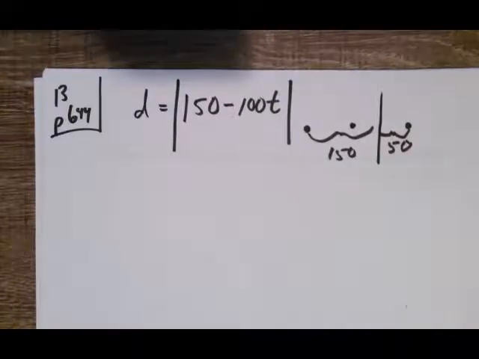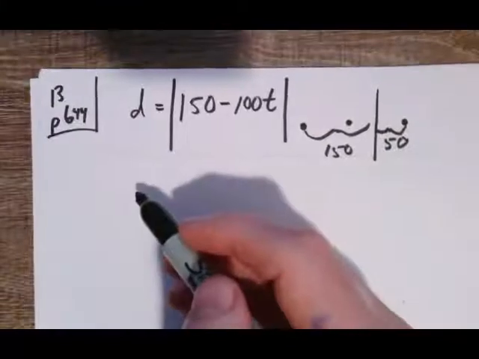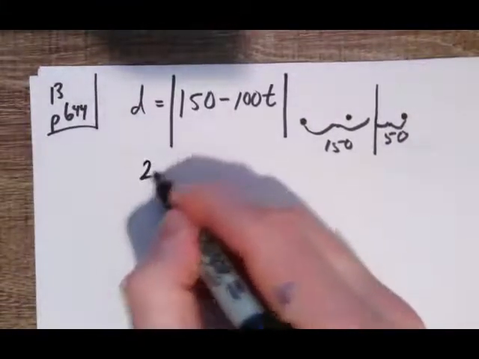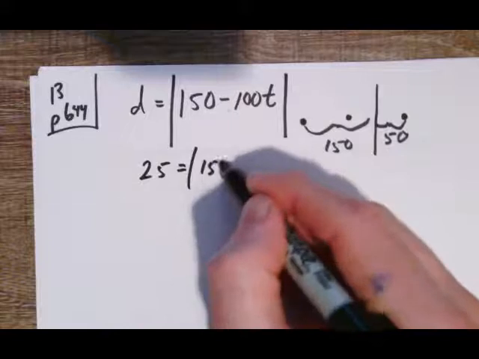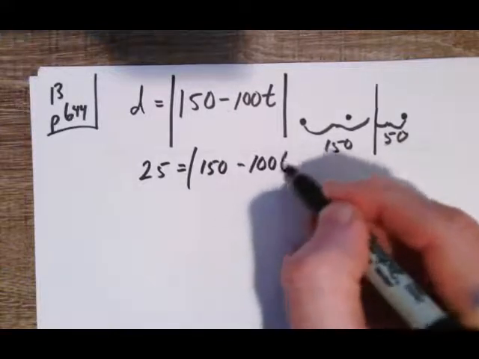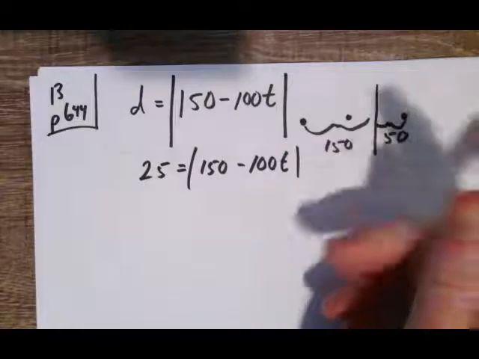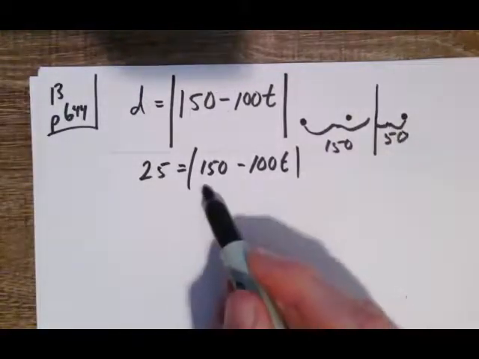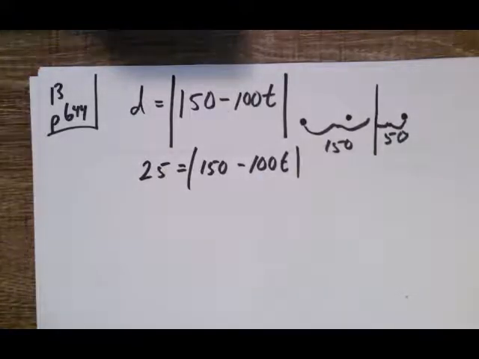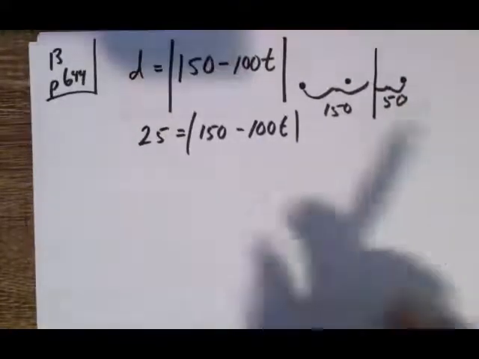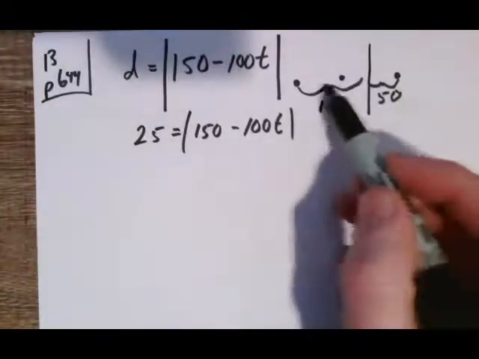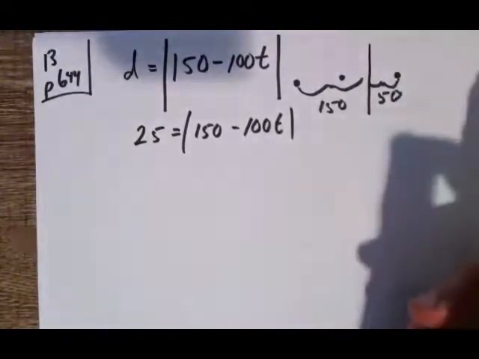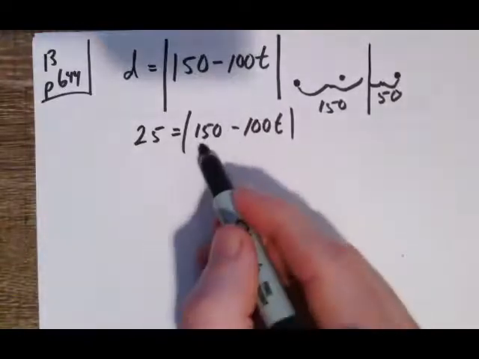There's a part B. Determine when the car is 25 kilometers from the border. Explain your strategy. Okay, so D is your distance, so that's 25. So what we're doing is we're saying 25 equals 150 minus 100t. Determine when. So we're solving for t. Now, explain your strategy. I think what they want to know is a little more detail about how you know which side of the border they're on. So let's do this the same two ways that we normally would.